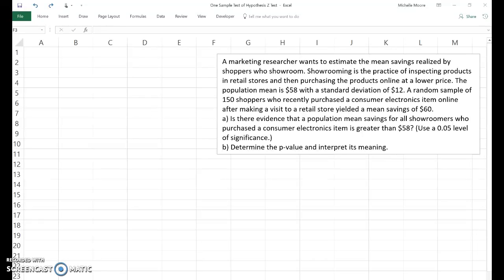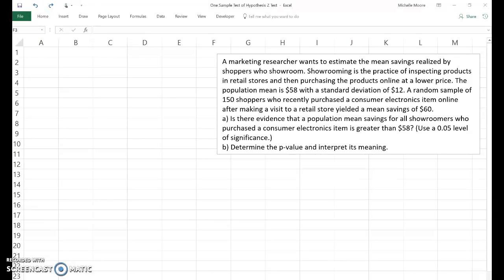The population mean is $58 with a standard deviation of $12. A random sample of 150 shoppers who recently purchased a consumer electronics item online after making a visit to a retail store yielded a mean savings of $60. So now we have two questions. The first, is there evidence that the population mean savings for all showroomers who purchase a consumer electronics item is greater than $58? And we'll be using a significance level of 0.05. And part two, we're going to look at the p-value and interpret its meaning.